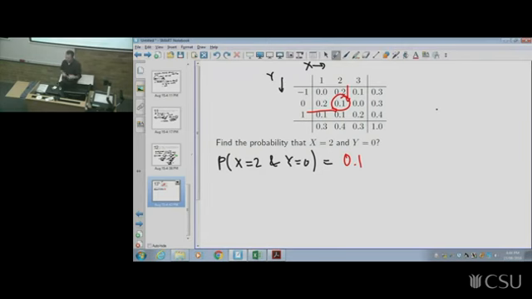So giving a name, this is called a joint probability. So it's a probability of both of them happening at the same time. So it's really just in this section, essentially.